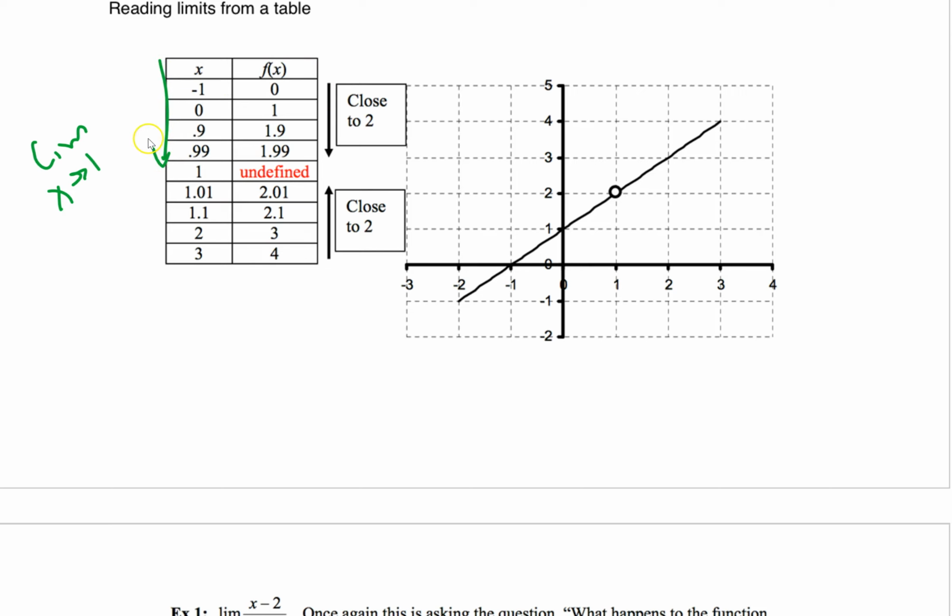As we get close to 1, what's going on? Look at the values here. They're getting close to 2. So as you get close to 1 from the left or from below, it looks like we're getting close to 2. As you get close to 1 from the other side, from above, from the right, look at the values. It's also getting close to 2. So they match. My limit is 2.